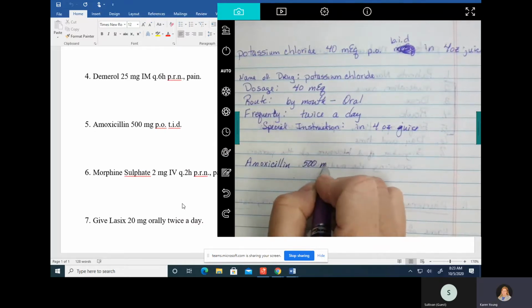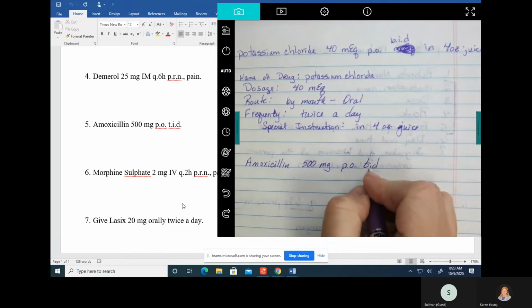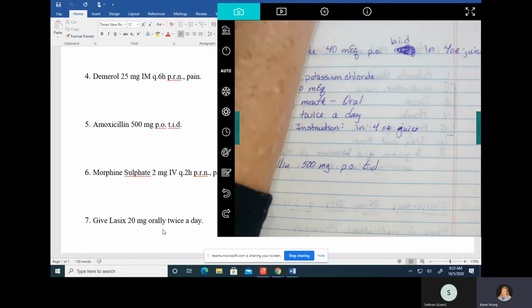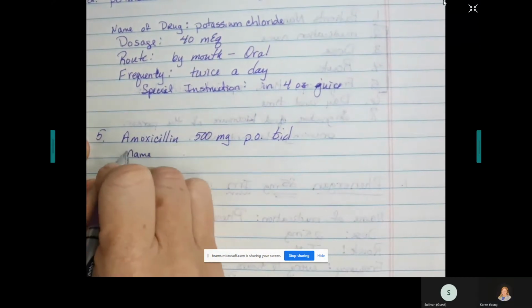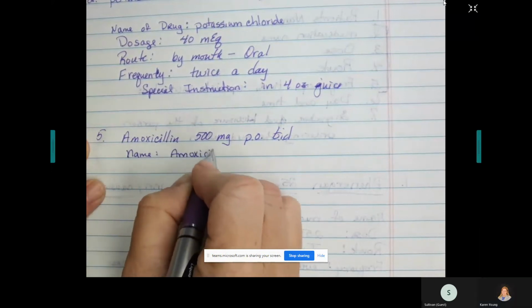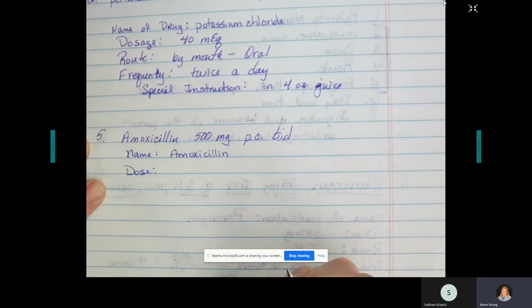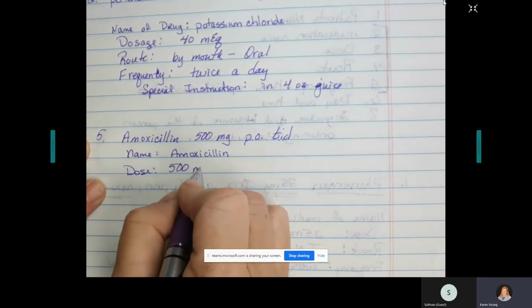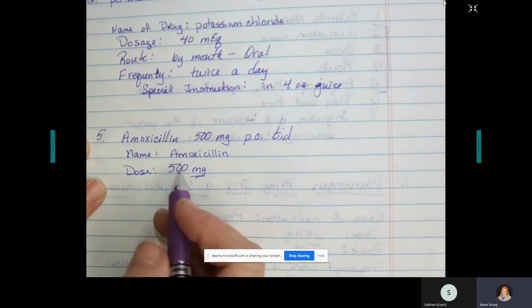All right, so I have amoxicillin, 500 milligrams by mouth, TID. Okay, so my amoxicillin, what's the name of my medication? The name of my drug? Amoxicillin. And then my dose, or my dosage, 500 milligrams. Always make sure you put the unit of measure. Whatever the question is, if it's got a unit of measure, make sure you put the unit of measure.